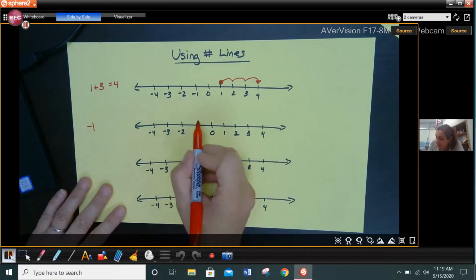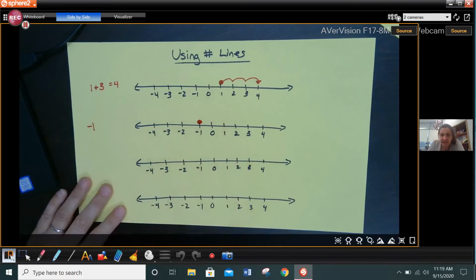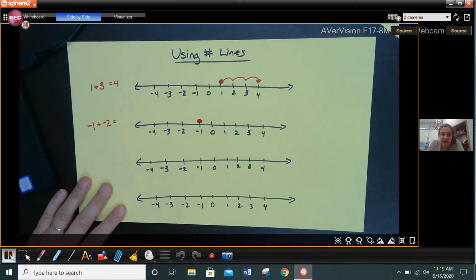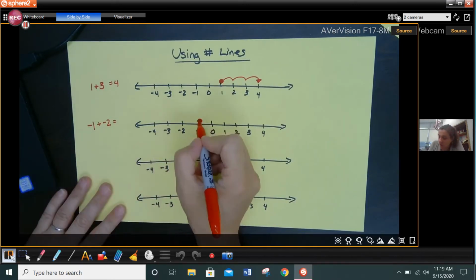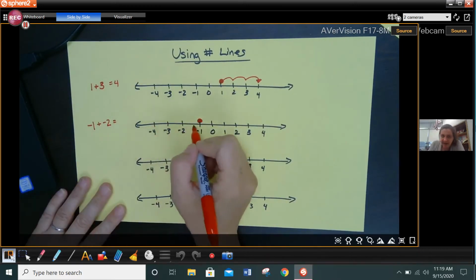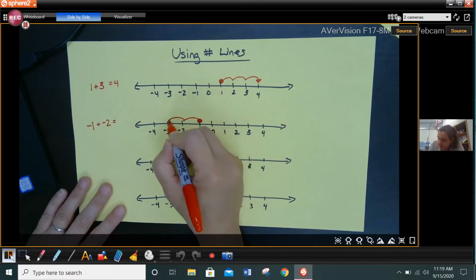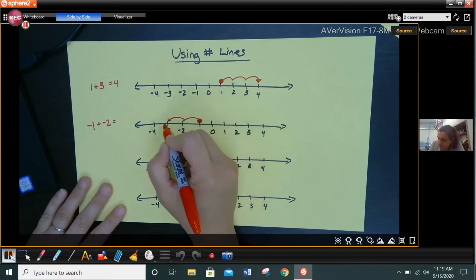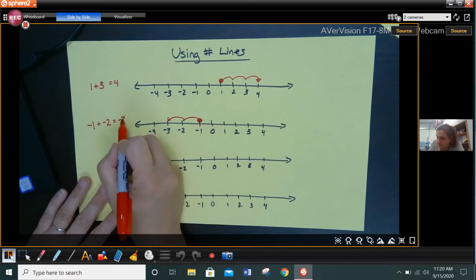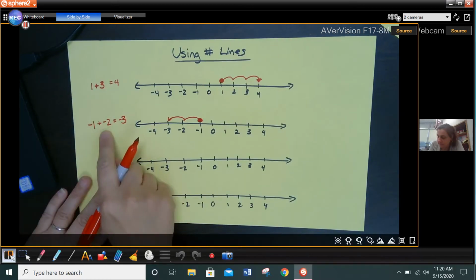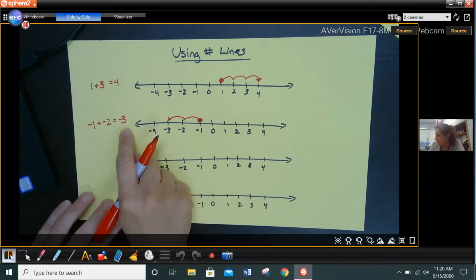If I start at -1, I would put my dot at -1 now. And I'm going to add $2 more worth of debt to my situation. So now I go left. I'm adding negatives. I'm going more in this direction to the left. So I add 2 negatives, 2 steps in the negative direction. I end up at -3. So -1 plus -2 equals -3.